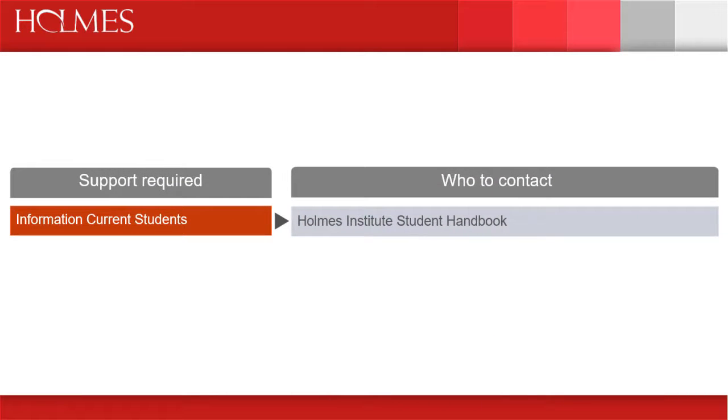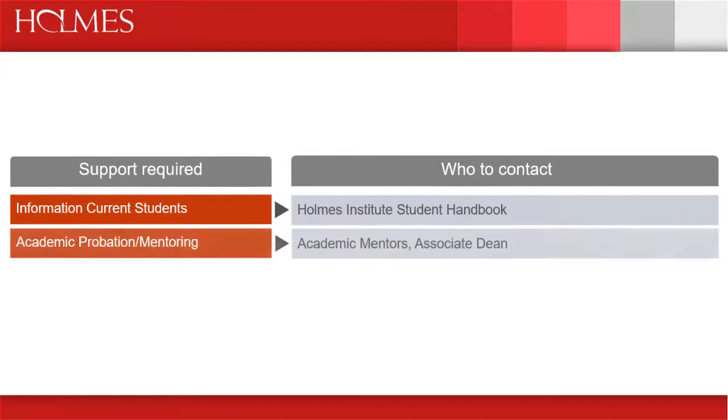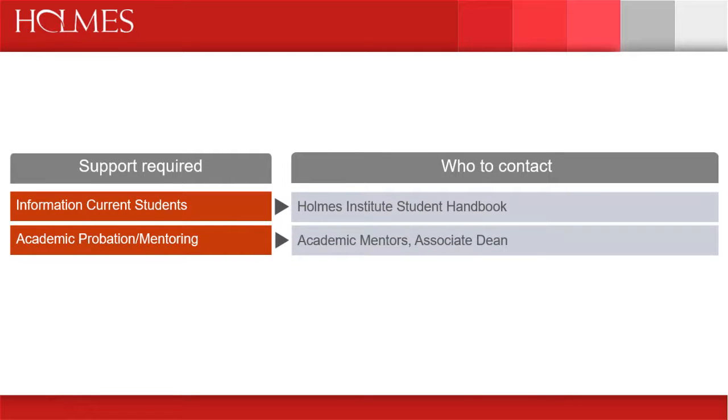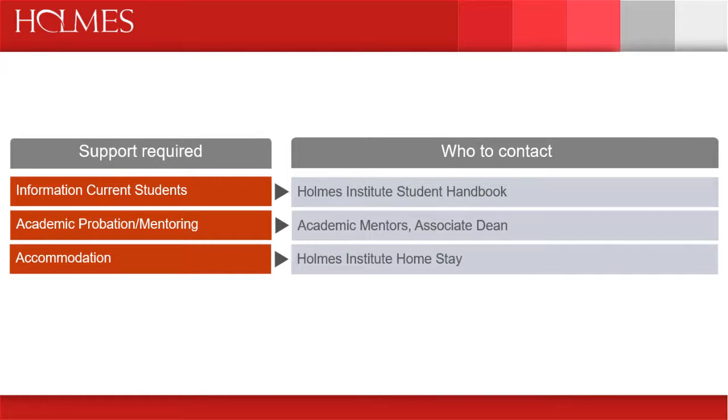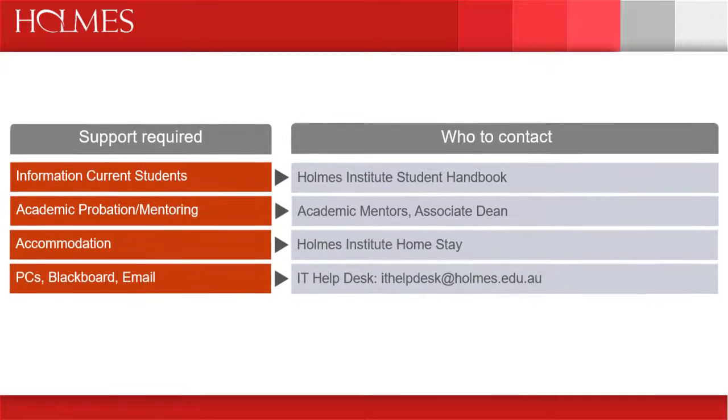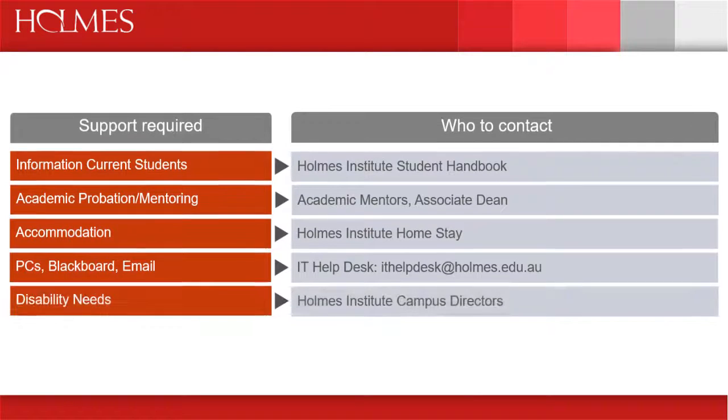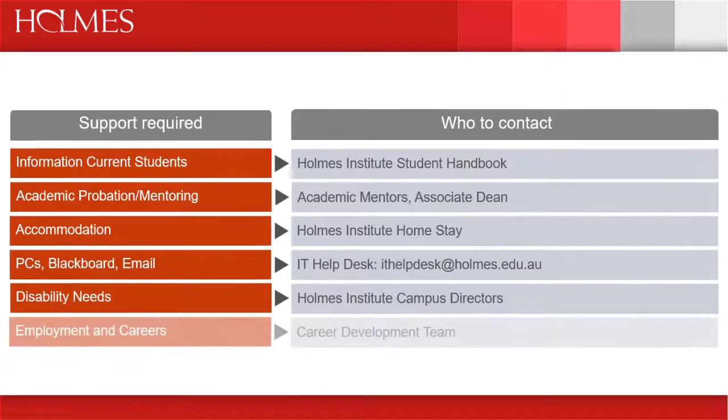For general information, you should reference the Holmes Institute Student Handbook. Academic probation and mentoring, contact the academic mentors or the Associate Dean. All issues regarding accommodation, you can contact Holmes Institute Homestay. Issues regarding PCs, Blackboard, or email, contact the IT Help Desk. For any disability needs, contact the campus directors.